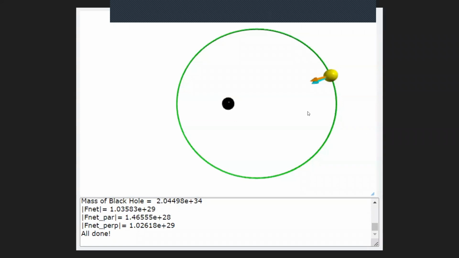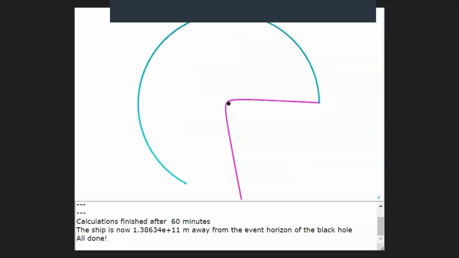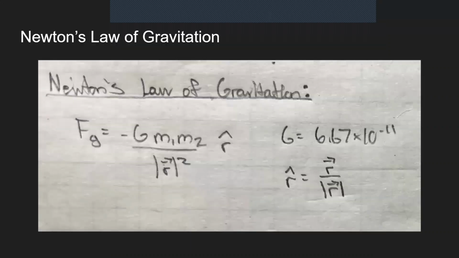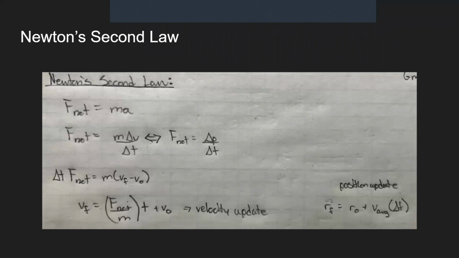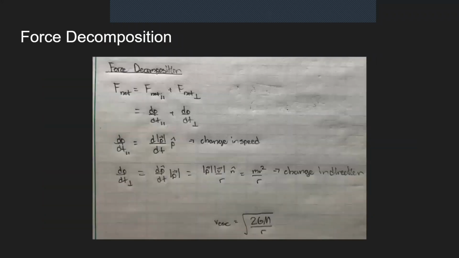Here we can see a preview of the results of the lab. The main physics principles used in this lab are Newton's second law, Newton's law of gravitation, and force decomposition. Here we can see Newton's law of gravitation. Here we can see Newton's second law, and here we can see force decomposition.